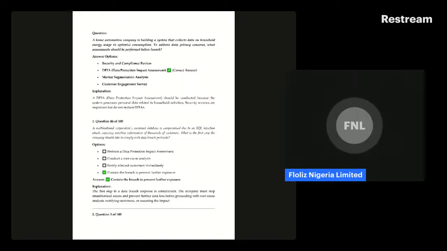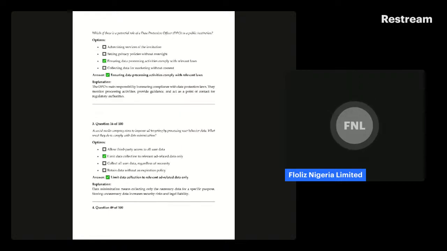So another question is, a multinational corporation's customer database is compromised due to an SQL injection attack, exposing sensitive information of thousands of customers. What's the first step the company should take to comply with data breach protocols? So performing a DPIA may not be the answer. Conducting root cause analysis may not be the appropriate answer. Notifying affected customers, not really, but you have to curtail the breach. That should be your first action, to curtail the breach.